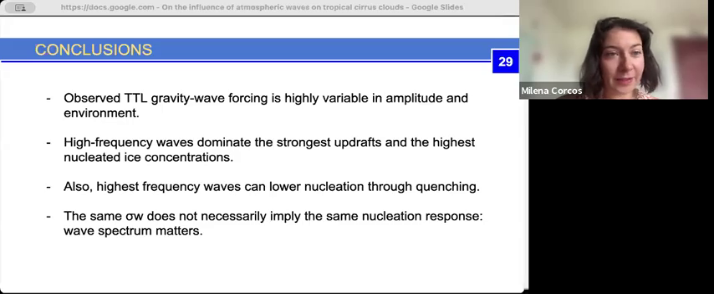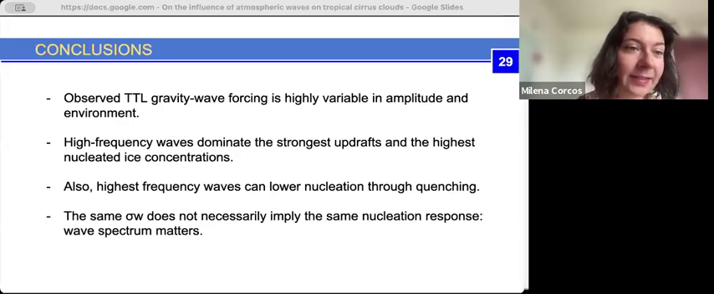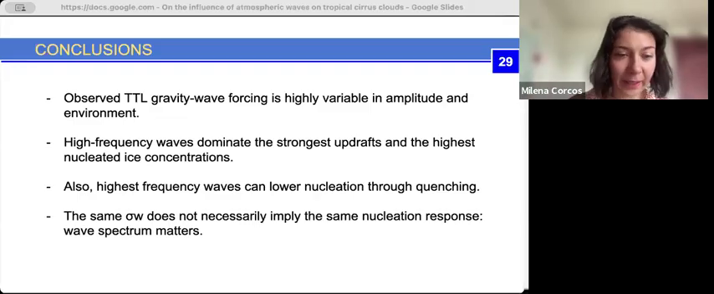So to conclude this last part, and this is my last slide, we found that observed TTL gravity wave forcing is highly variable in amplitude and environment. High frequency waves dominate the strongest updraft and the highest nucleated ice concentration, but at the same time, they can lower nucleation through quenching. And we found that the same sigma W does not necessarily imply the same nucleation response, and the wave spectrum, which frequency it represents, really matters.